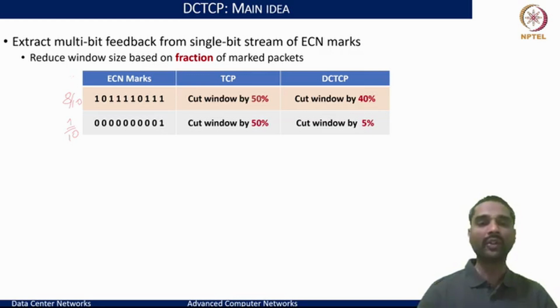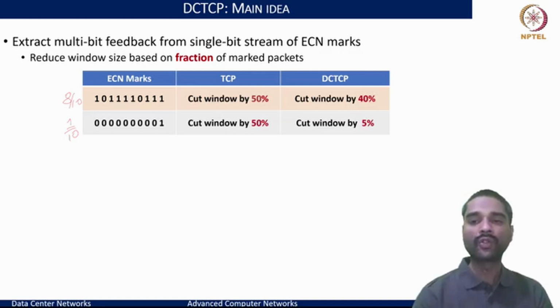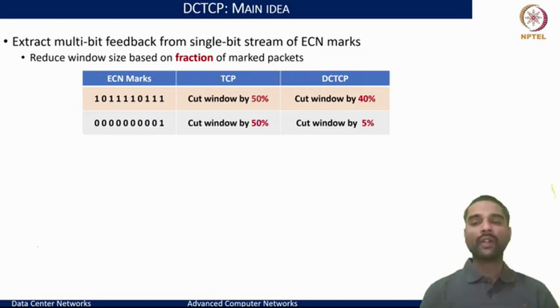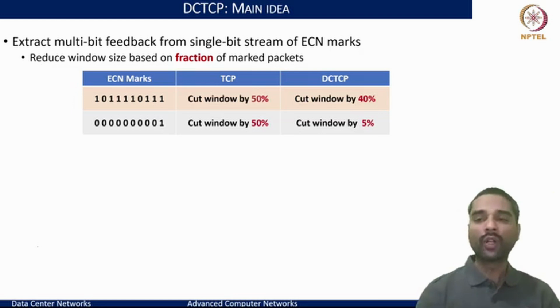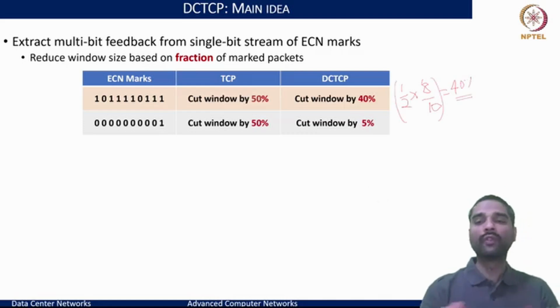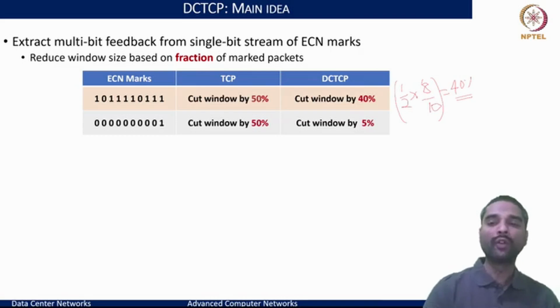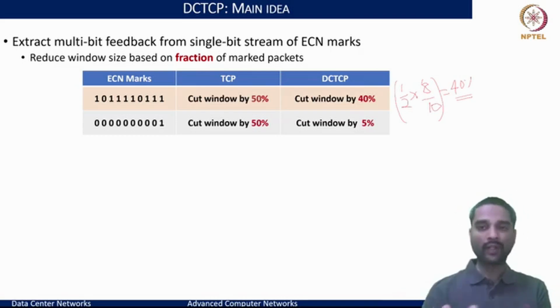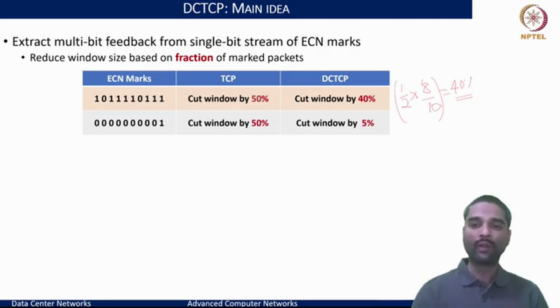So if I see ECN marks of 8 over 10, instead of cutting the window size by half, I would cut the window size in proportion to the number of packets I received as ECN marked. This way, I want to cut the window not by half, but by 40%. So I reduce the window size by 40% of my current window so that I slow down, but not completely down to 50% and cut to half.